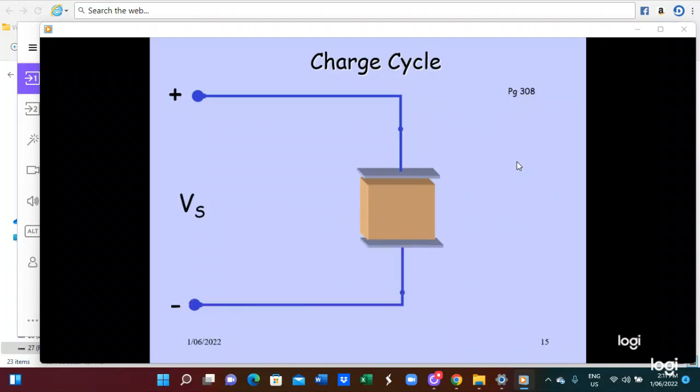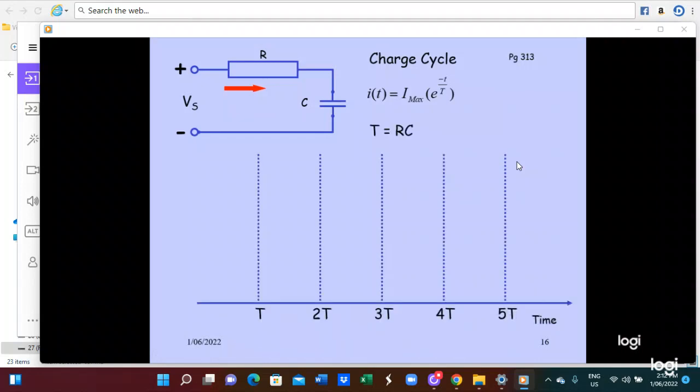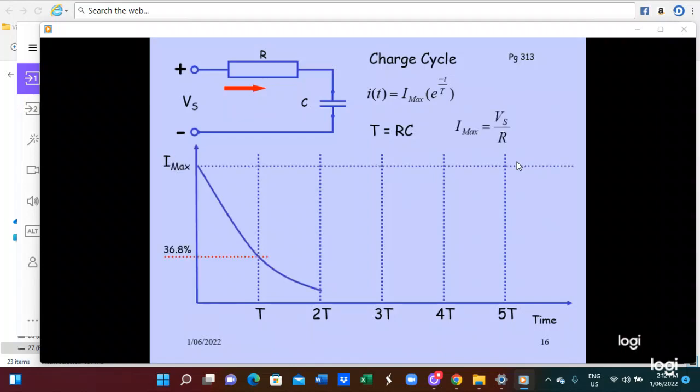So the current will be flowing, in this case from the positive terminal to the negative terminal, and all the charging is happening. With supply voltage Vs, when the current flows, this is the electric current flow to the capacitor. I at time t equals I maximum e power minus t by T, where T equals RC. So this is T, 2T, 3T, 4T, 5T. You can get it here. When the time increases, the current will go down correspondingly with this graph, so you can also draw the graph.